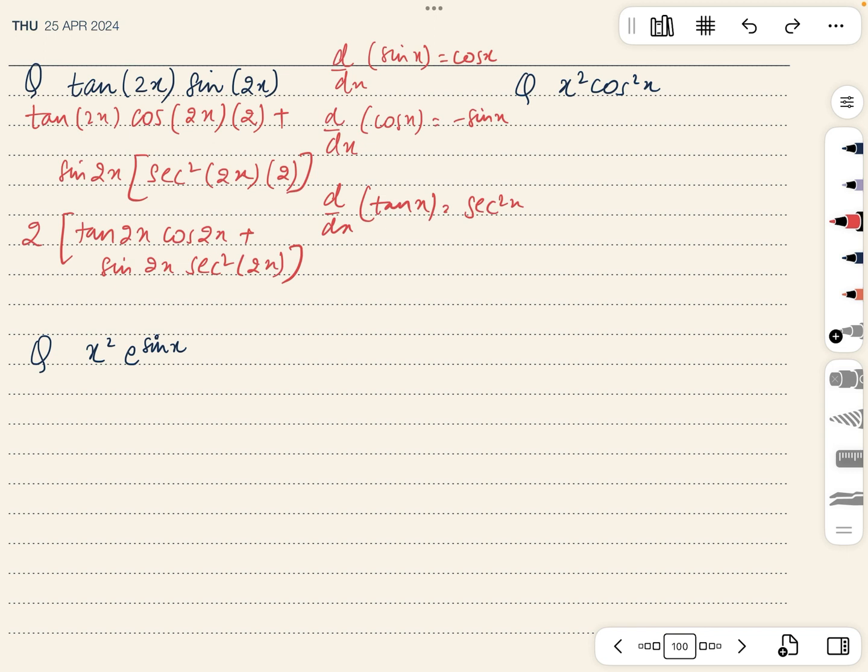This is your answer. Next, x square and e to the power of sine x. So let's keep x square as it is. Differentiation of e to the power of sine x is e to the power of sine x, but you should also know that you have to differentiate the sine x because of the chain rule. Differentiation of sine x is cos x, plus keep e to the power of sine x as it is and differentiate the x square, that will be 2x. So the final answer will be e to the power of sine x and in the brackets x square cos x plus 2x. Next question.